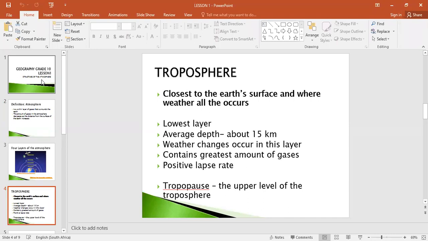For example, the troposphere is the closest to the Earth's surface, where all weather conditions occur. We're actually living in the troposphere right now. It's the lowest layer, average depth is 15 kilometers, and I hope you read those notes.